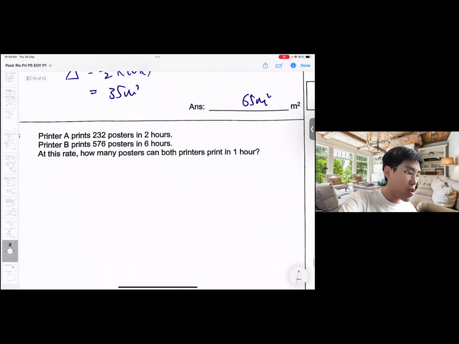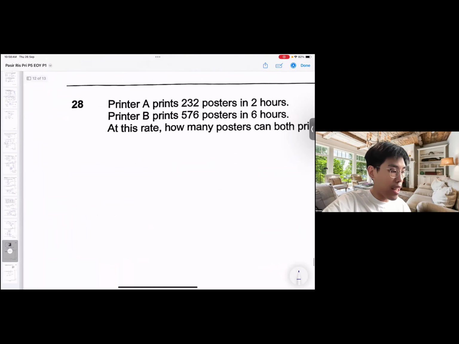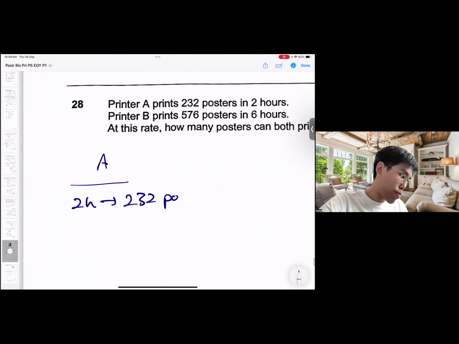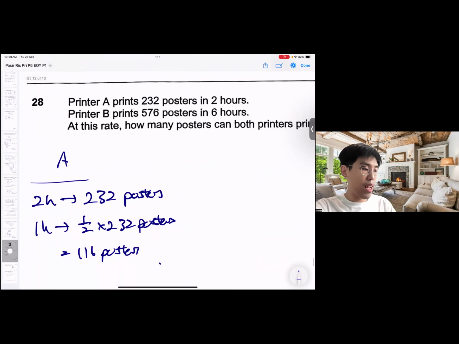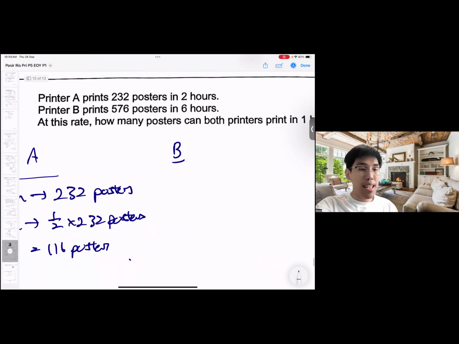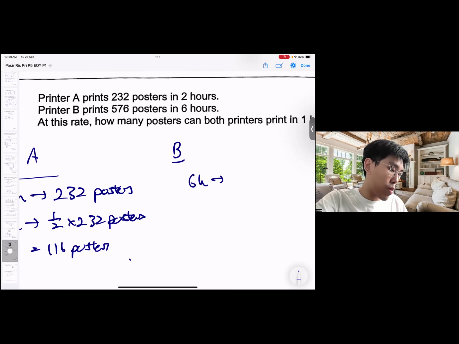Okay, so just now we are talking about A, right? Printer A, let's find it again. So 2 hours for 232 posters. So 1 hour will be half times 232 posters, which is 116 posters. That's for A. Then we move on to B. B is 576 posters in 6 hours. So what is 1 hour? It is 1/6 times 576.